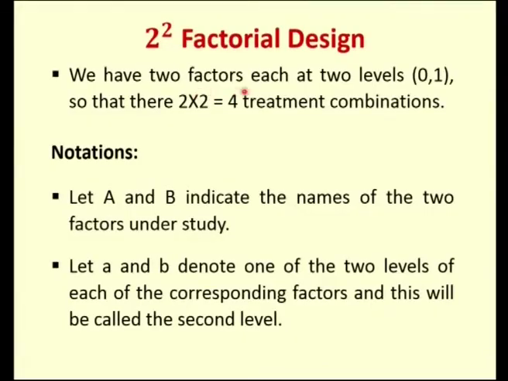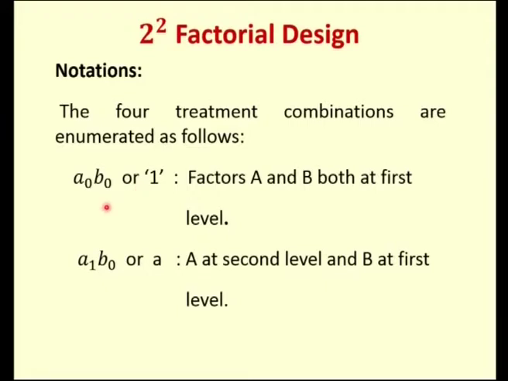So, here we have 2 factors each at 2 levels, say 0, 1, so that we can have 2 cross 2 is equal to 4 treatment combinations. And the notations that we use in 2 power 2 factorial designs are as follows. Let capital A and capital B indicate the names of the two factors under study, and small a and small b denote one of the two levels of each of the corresponding factors, and this will be called the second level. The first level of the factors A and B may be denoted by the absence of the corresponding letters in the treatment combination. And also we have A naught B naught as factors A and B both at first level.